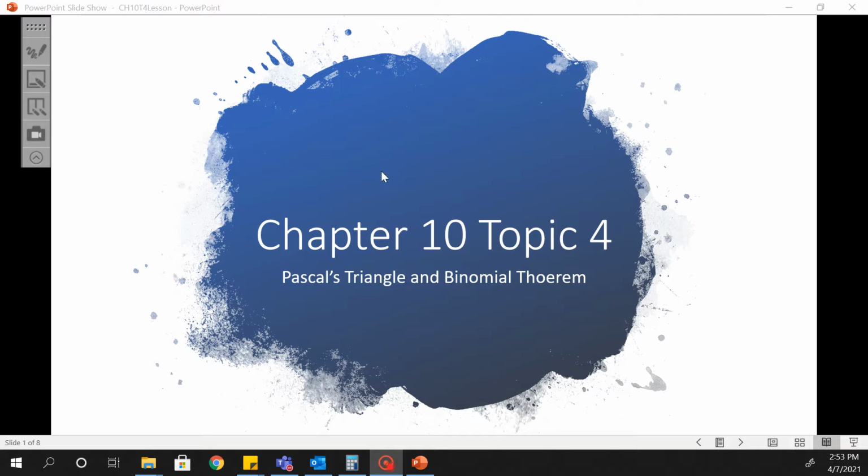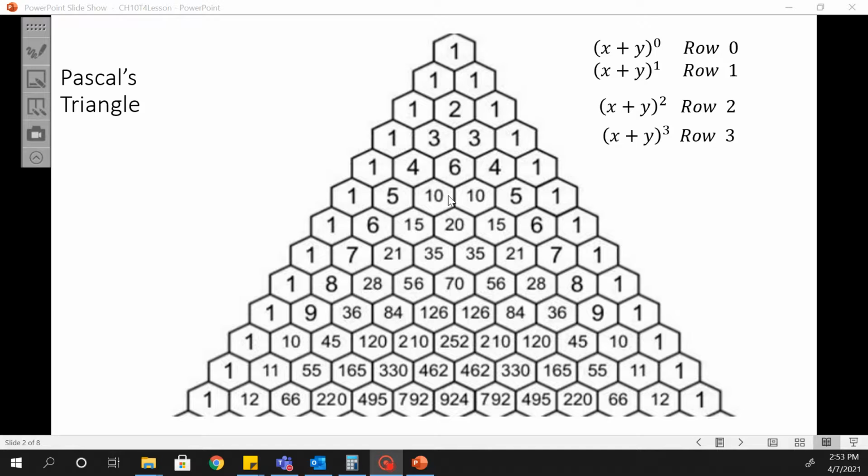This is Chapter 10, Topic 4. We're going to be looking at Pascal's triangle and the binomial theorem. So this is Pascal's triangle.